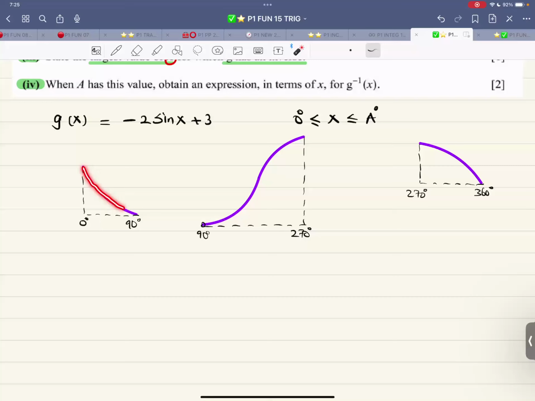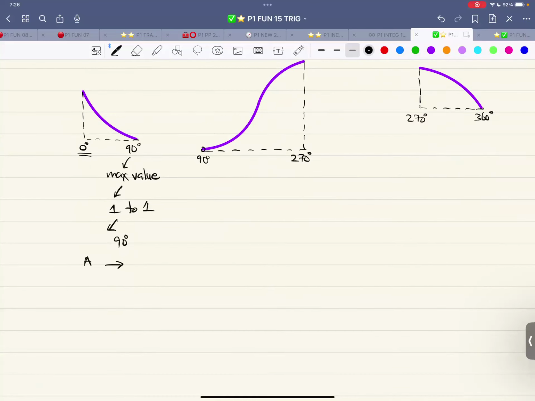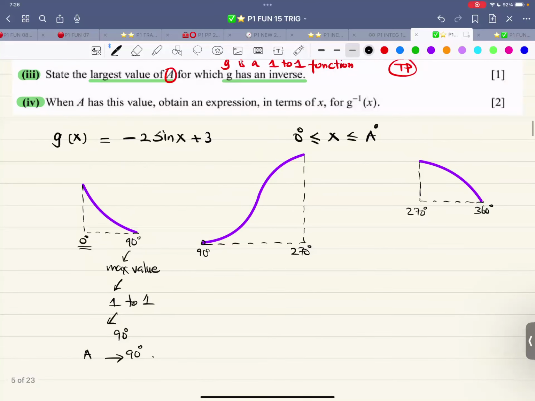So if I draw from 0 to 80 degrees, it will still pass the horizontal line test. So the maximum value for which it's a 1-to-1 function, this maximum value is 90 degrees, if I start from 0. So therefore the value of a is 90 degrees. All good, all clear? So it's only for 1 mark, but it's very conceptual.